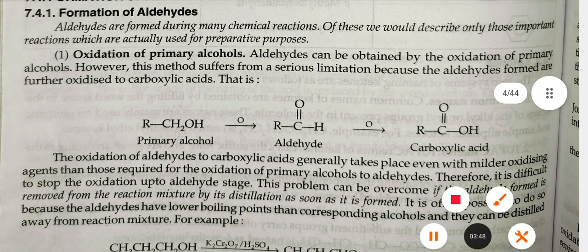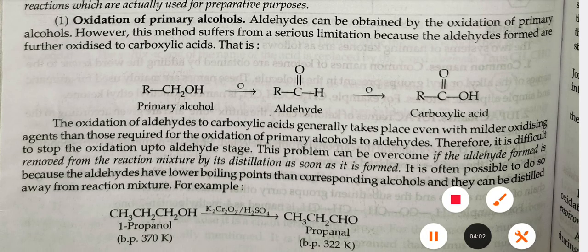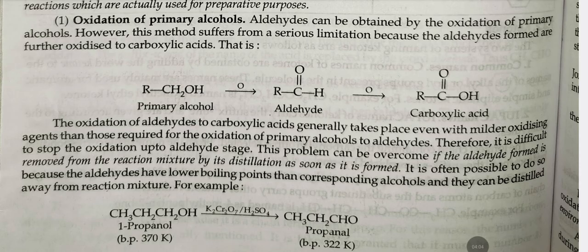Formation of aldehydes and ketones. Formation of aldehydes. Aldehydes are formed during many chemical reactions. Of these we would describe only those important reactions which are actually used for preparative purposes. The first one is oxidation of primary alcohols. Aldehydes can be obtained by the oxidation of primary alcohols.